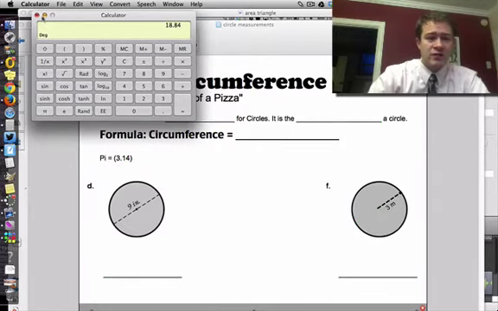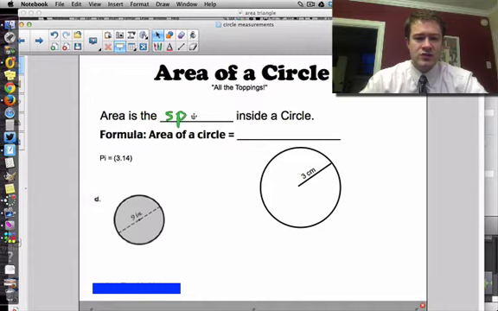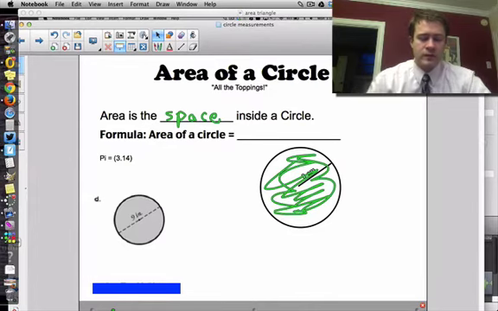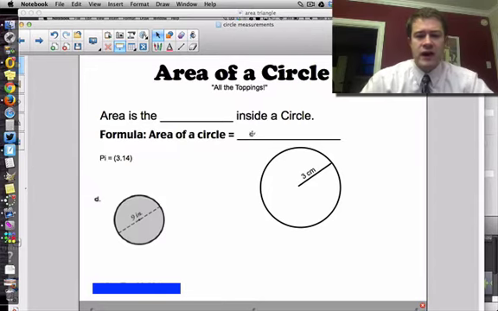What we're going to look at now is, well, what about area? All the toppings inside my pizza. And so area, simply by definition, is the space inside a circle. And this is just a two-dimensional figure, so it's just the surface of it, so all this stuff. We're going to erase that. But it's the space inside of a circle. And our formula for that is pi r squared.